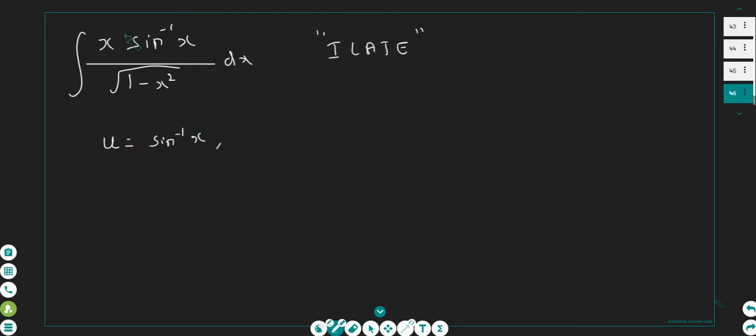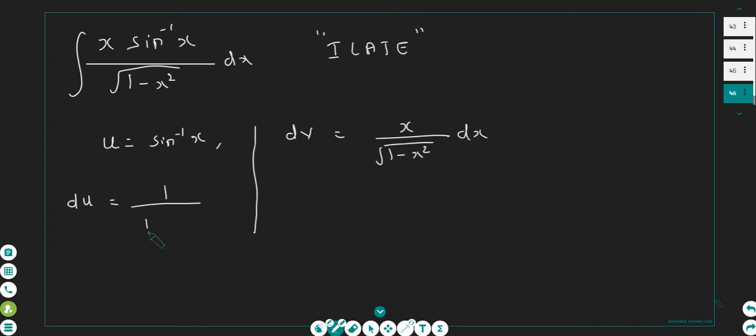That means the rest of it is dv, which is x divided by root of 1 minus x squared dx. Everything is dv. Now this side we have to differentiate, and this side we have to integrate. So du is equal to the differentiation of sine inverse x, which is 1 over root of 1 minus x squared times dx. On this side, the integration of dv is v.